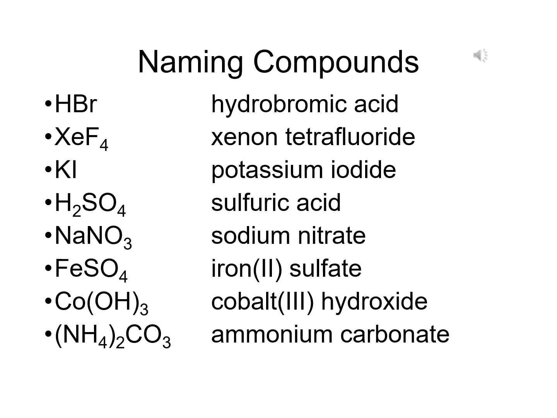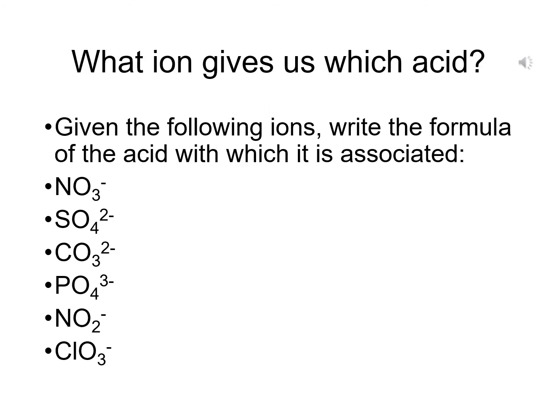So let's go ahead, and now I'd like to take a look at our next slide. On this slide, we've given you a list of ions, and we would like you to write the formula of the acid associated with that polyatomic ion. So to do this, you need to remember the correspondence between hydrogens and charges on the ions. Okay, so I'll give you a moment to do this, and when you've done that, you can click forward to the next slide and we'll talk through these.